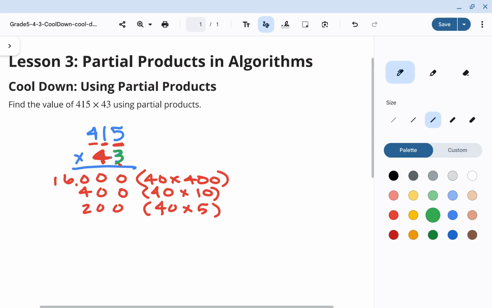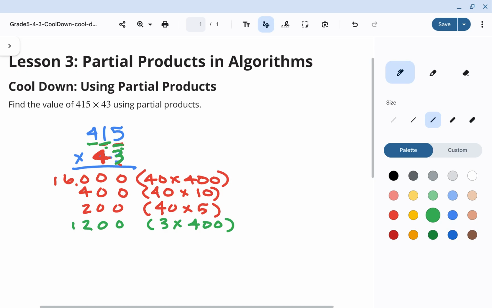Now this 3 is sitting in the ones place, and I'm going to be multiplying this 3 by the 4 in the hundreds, the 1 in the tens, and the 5 in the ones place. So let's start with our 3 times 400. When I take 3 times 400, I have 12, and then I need to add 2 additional zeros. So here are those 2 zeros, and now I'm going to write in my 12. That is what I found to be true when I was taking 3 times 400.